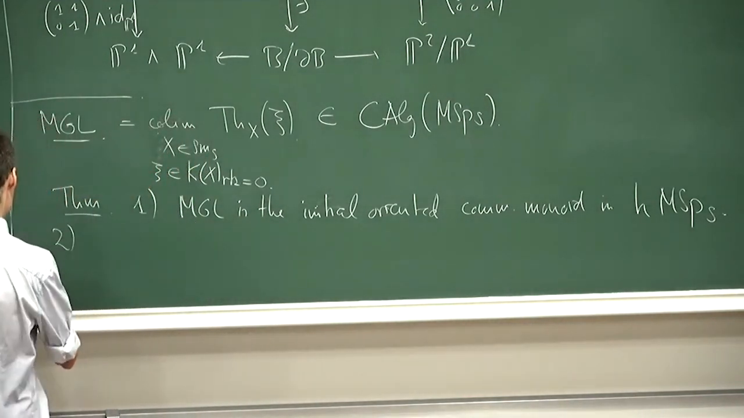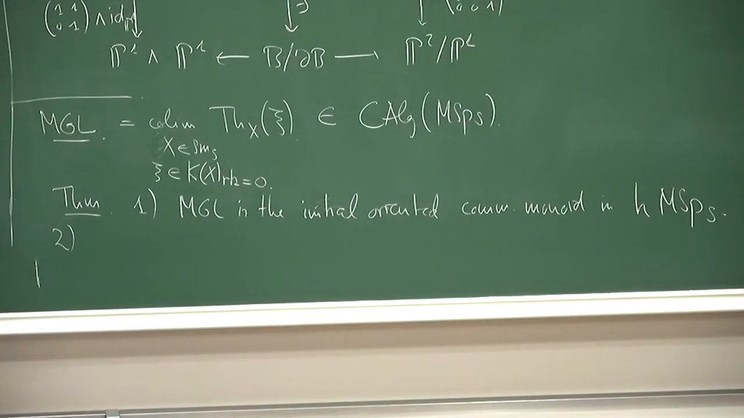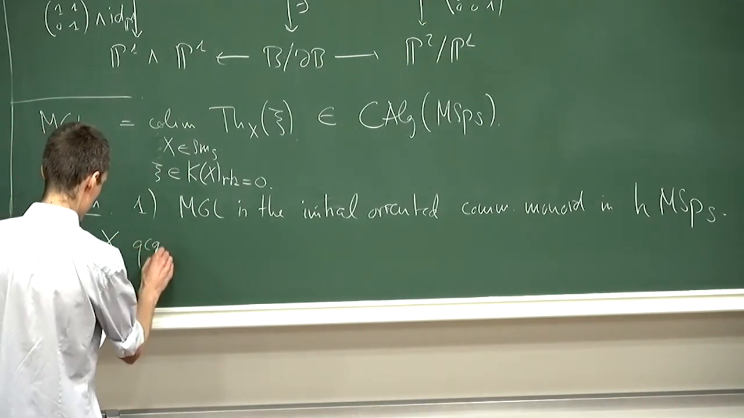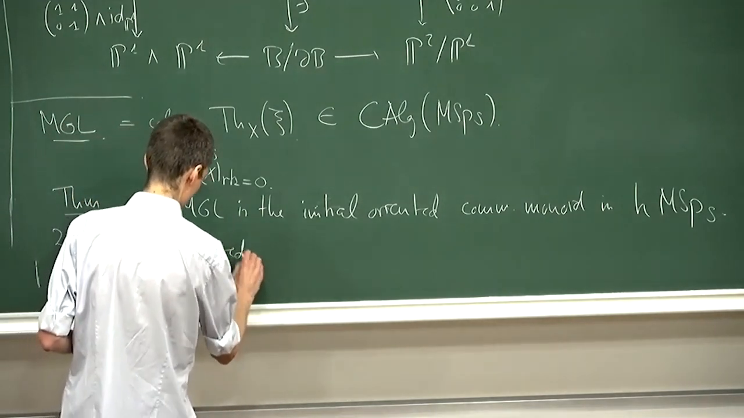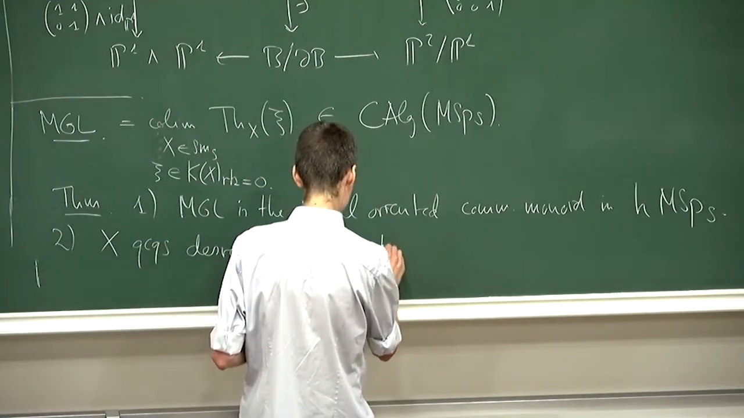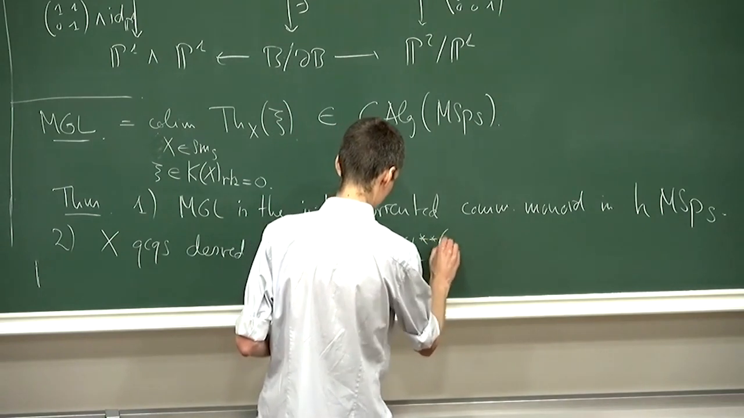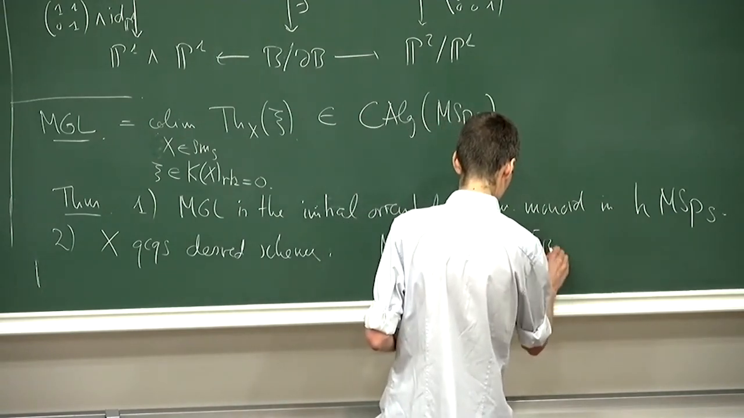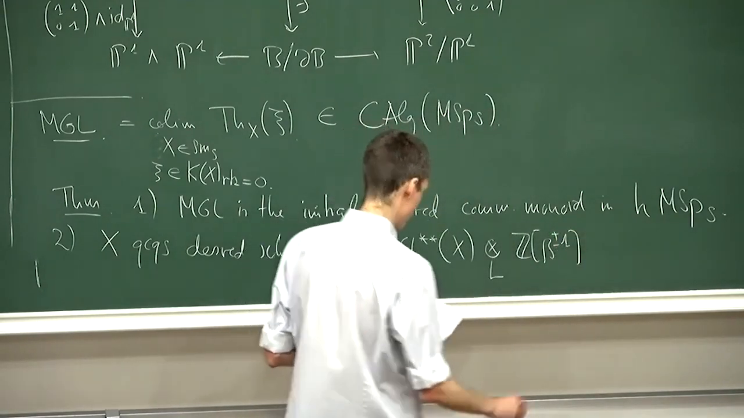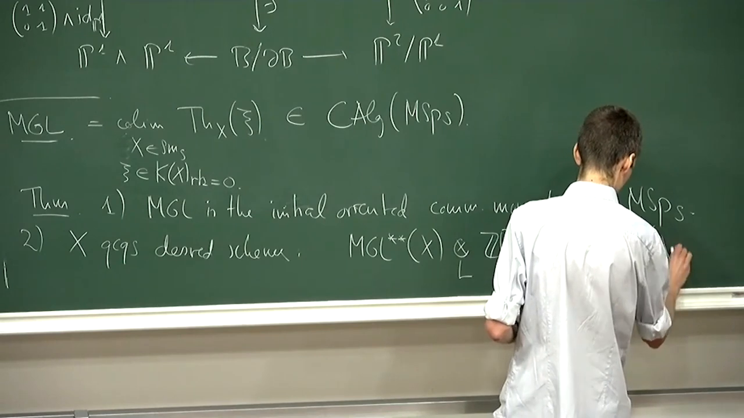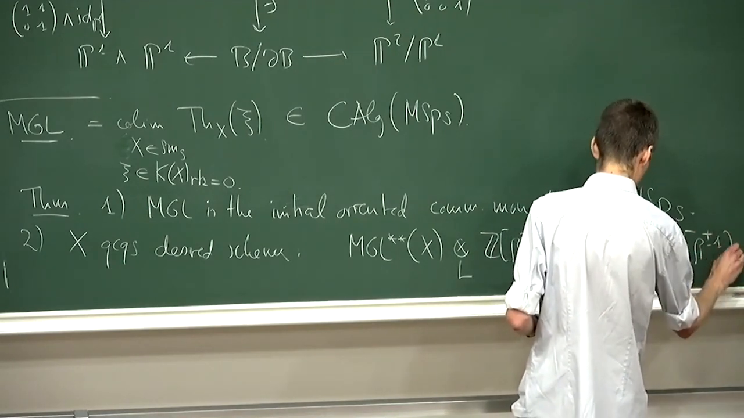And then we can relate this to algebraic K-theory, and we can also understand it rationally. So you have a Conner-Floyd isomorphism for algebraic K-theory. Let's say X is a QCQS derived scheme. Then we have the Conner-Floyd isomorphism: MGL of X, tensored over the Lazard ring with Z[beta, beta inverse], recovers the K theory of X.